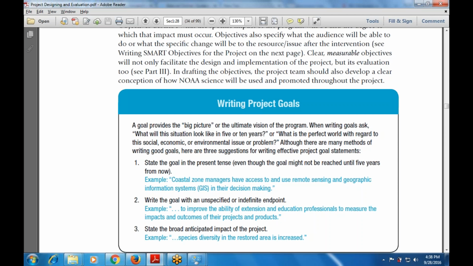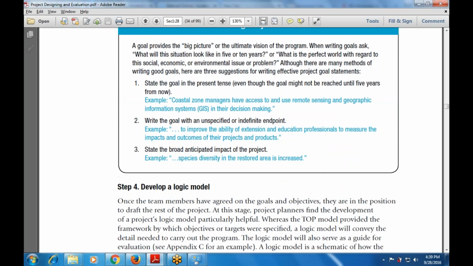The first one is state the goal in the present tense. Then write the goal with an unspecified or indefinite endpoint. Then state the broad anticipated impact of the project. What is the main broad anticipated impact of the project?